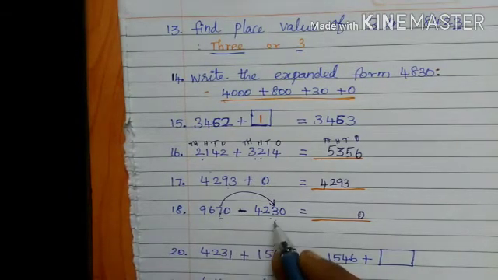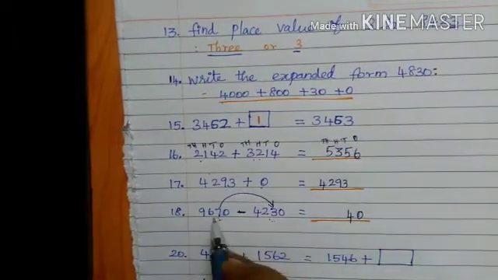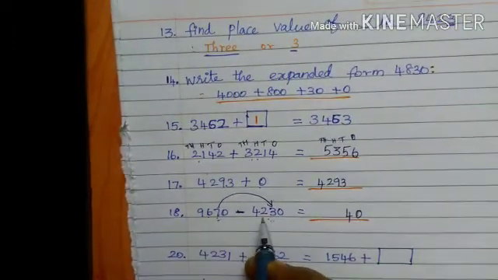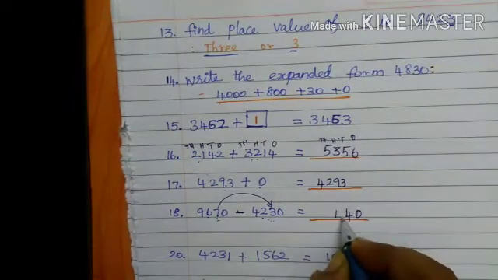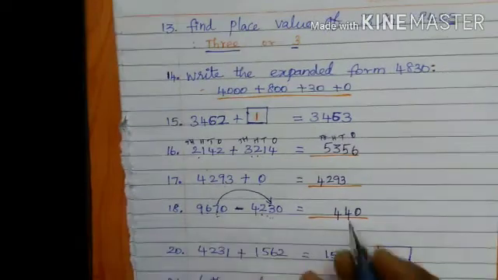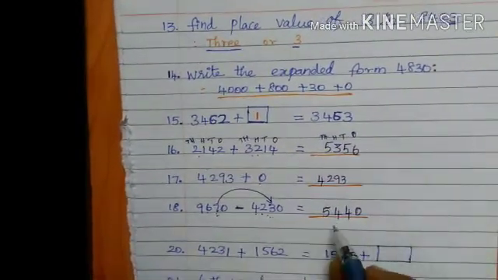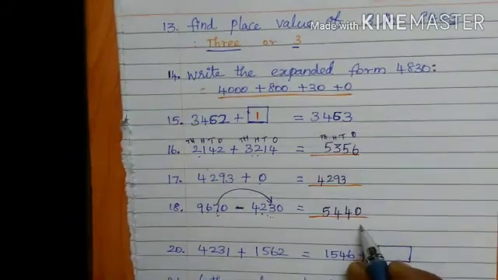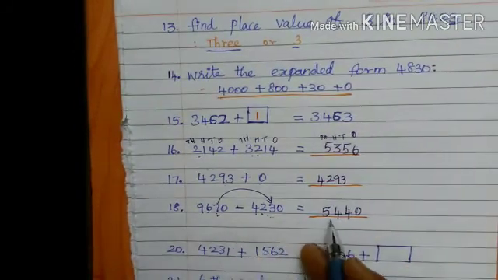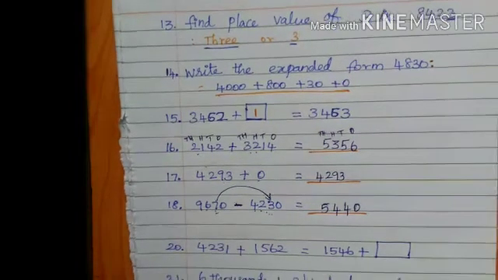Okay, 7 subtract 3, 4. Then 6 subtract 2, yes 4. Then 9 subtract 4, 5. So you get the answer 5440. So the difference here is 5440. Okay, do you understand the concept children? Shall I move to the next one?